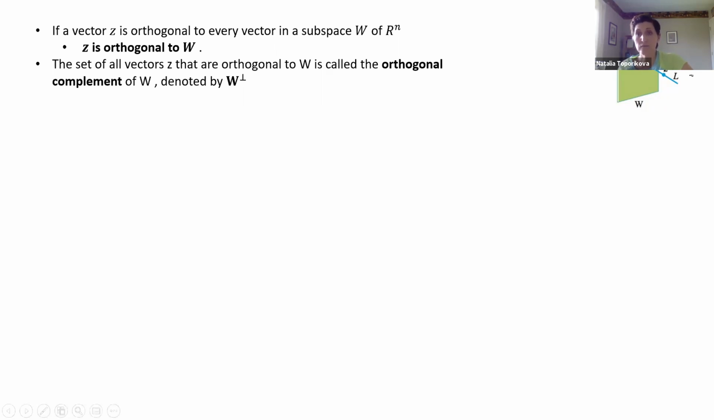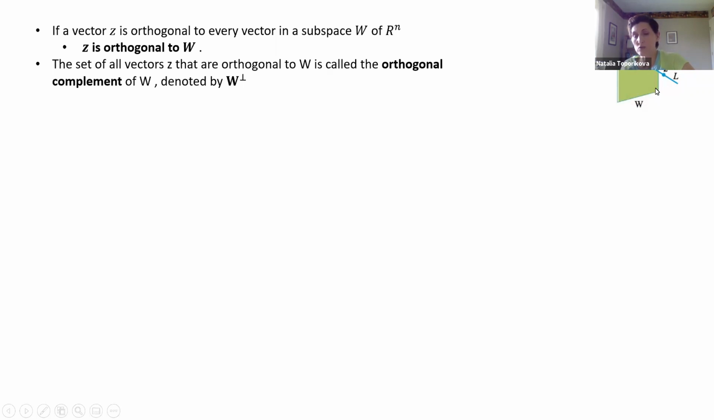three-dimensional space, Rn. We can then choose the line L, which is perpendicular or orthogonal to our subspace W. So now every single vector Z which lies on this line is guaranteed to be orthogonal to our subspace W. And actually, if we look at every single line which crosses our plane, that's not the only line which can be perpendicular to the plane W. We can choose plenty of lines like this.